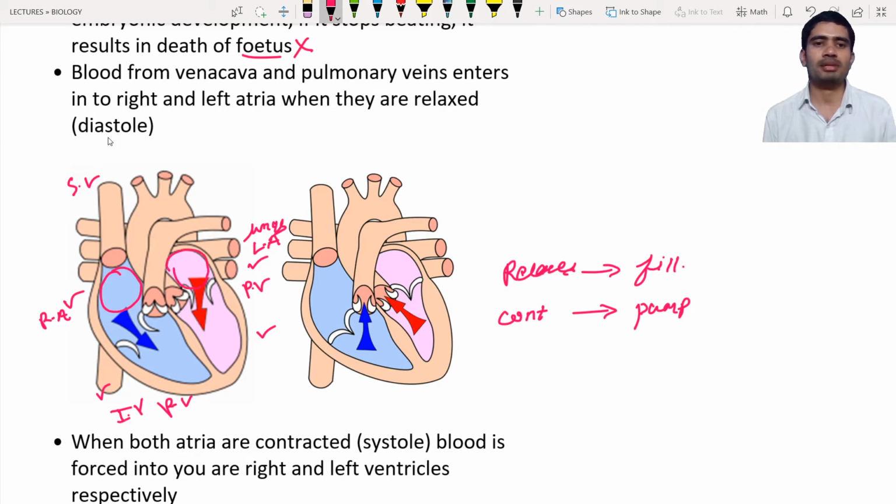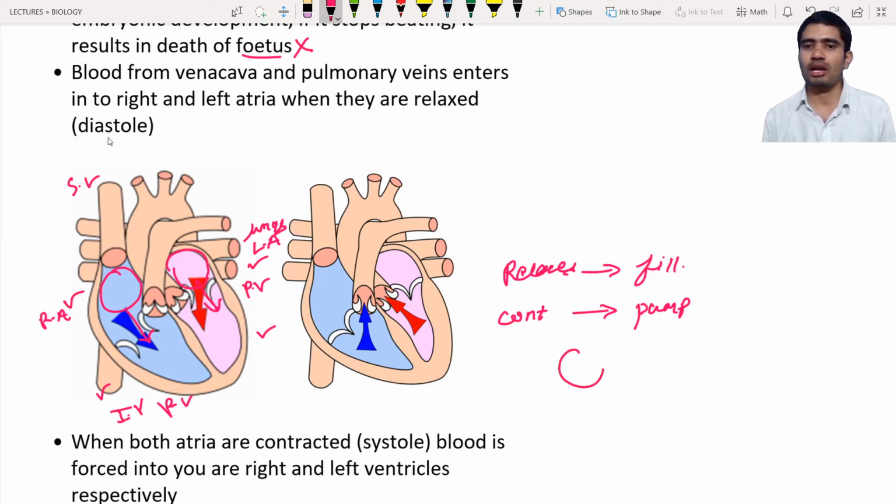When the left atrium is completely filled with blood, it is going to contract. Not only the left atrium but also the right atrium; both are going to contract. When they contract, the blood from these chambers moves down through valves. What are those valves? The tricuspid valve and also the bicuspid valve.